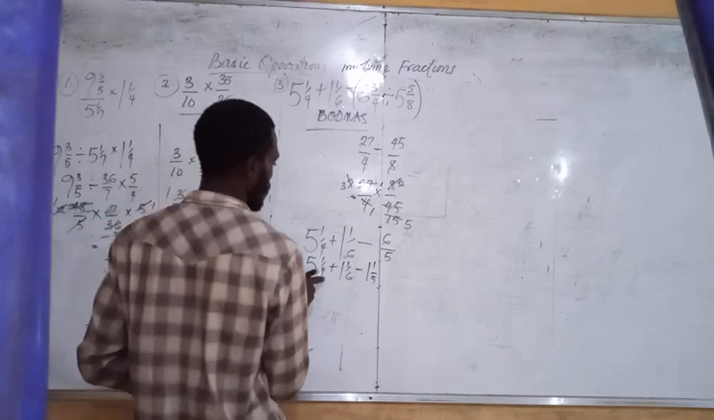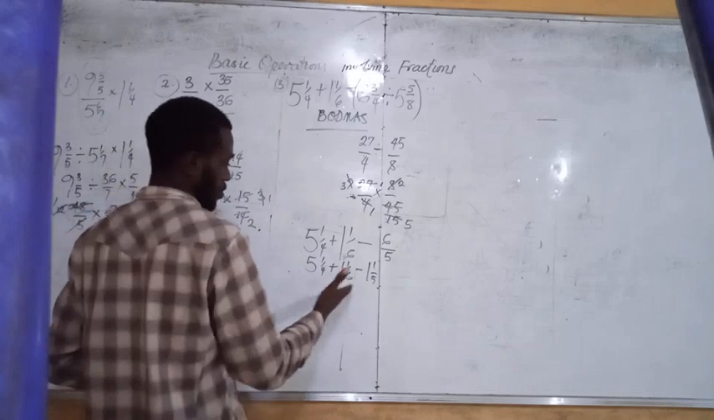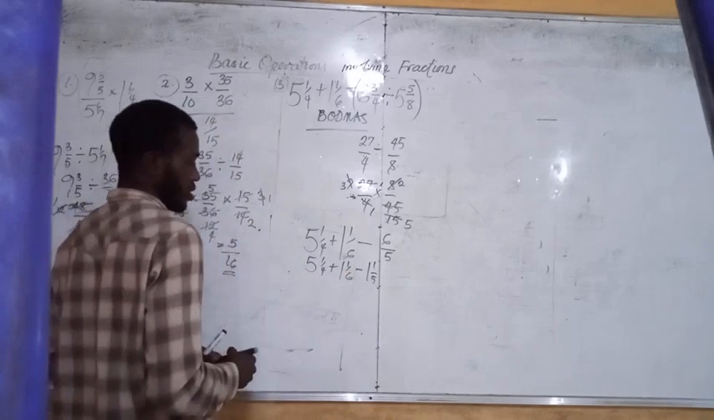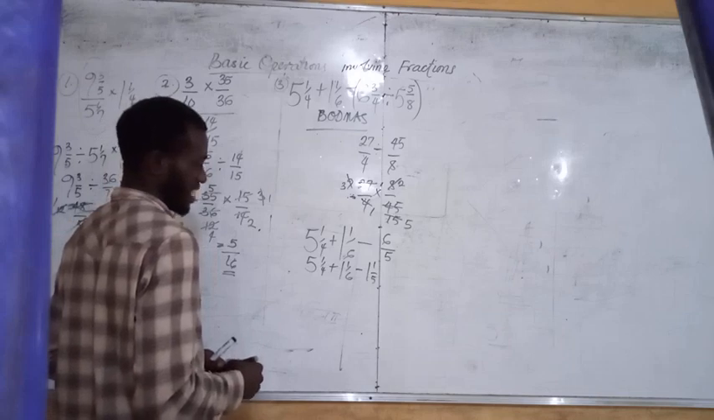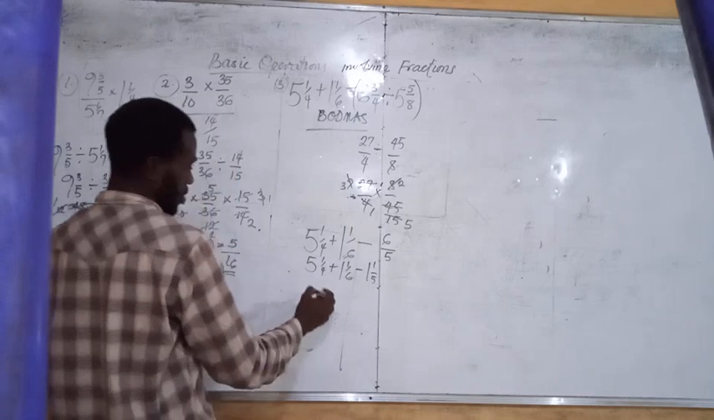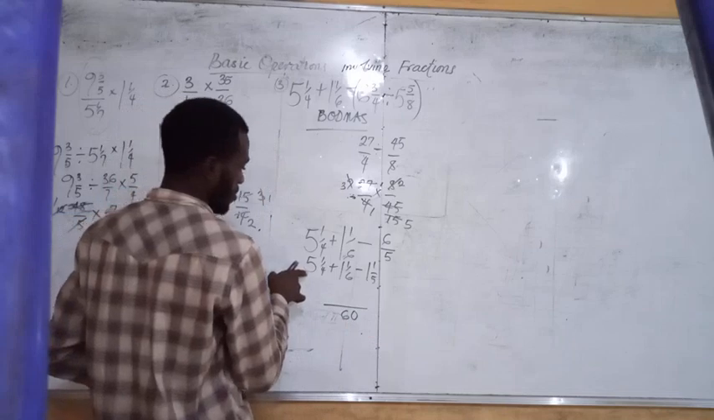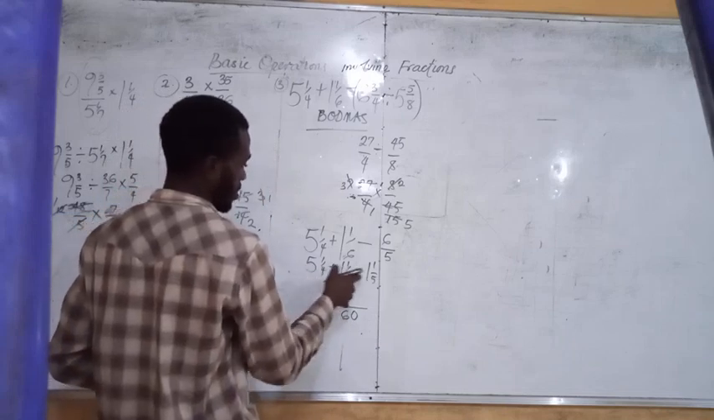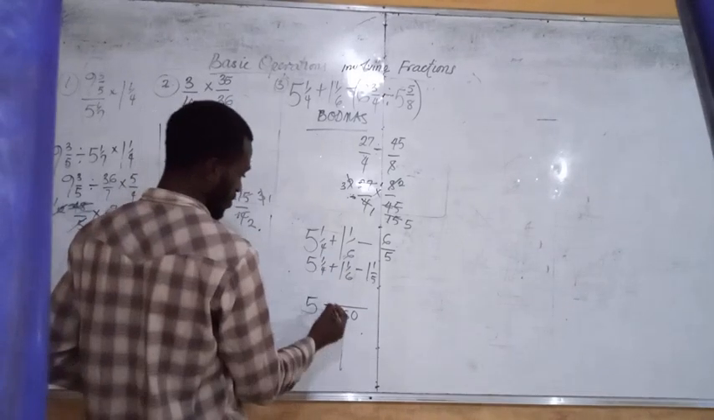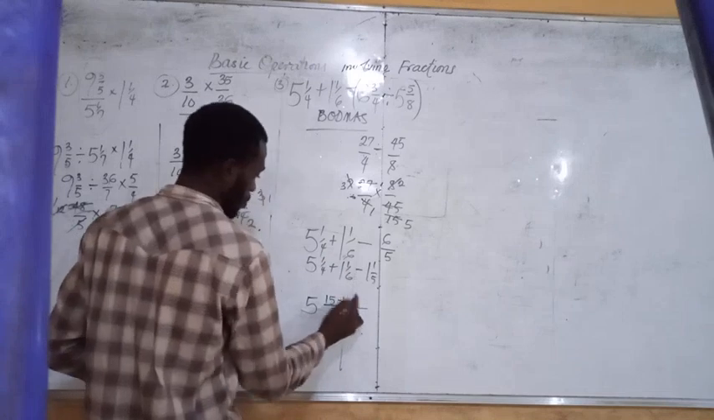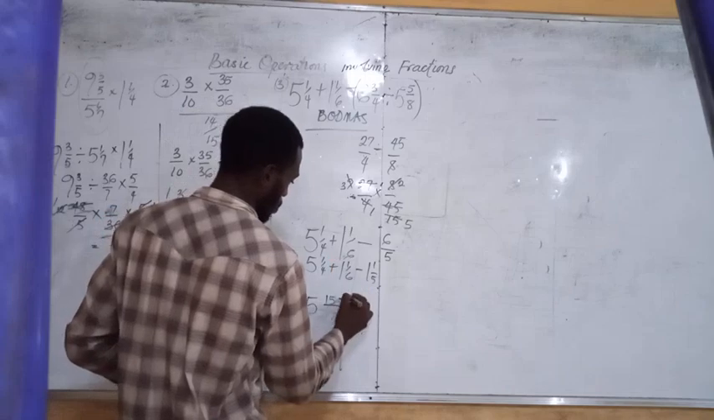So the LCM of 4, 6, and 5 is going to be 60. Now we're going to subtract: 5 plus 1, 6, minus 1, 5 again. 4 in 60 is 15, 15 by 1, we have 15, plus 6 in 60, 10, 10 by 1, 10.